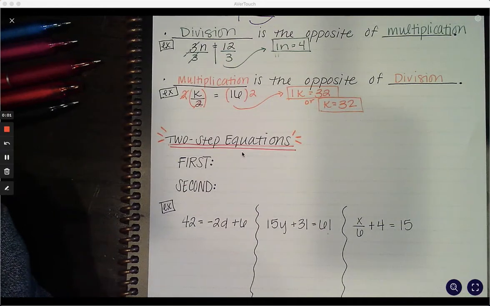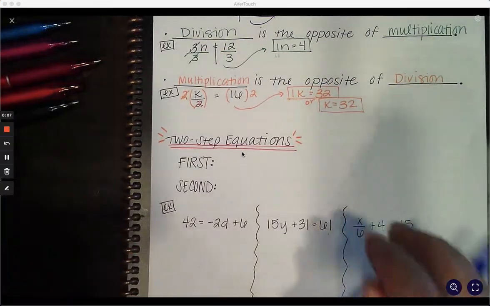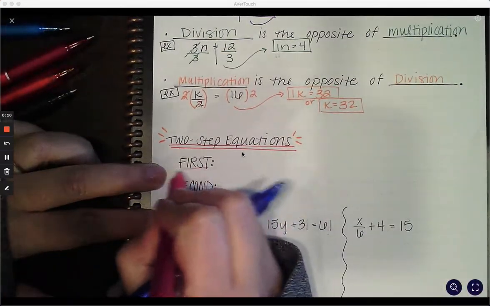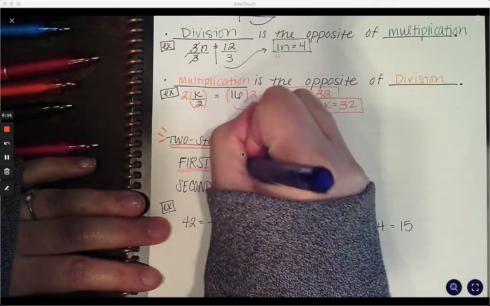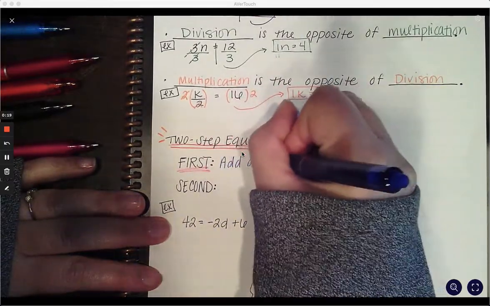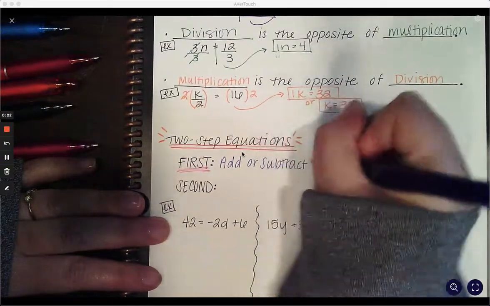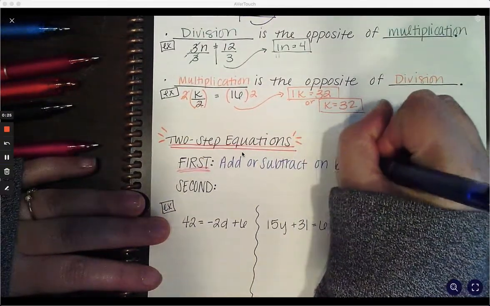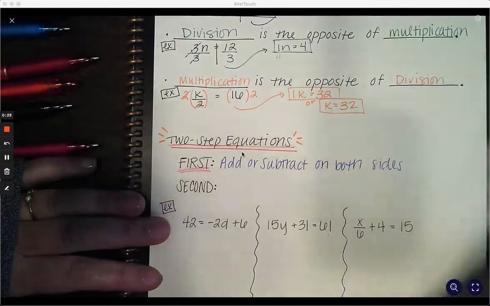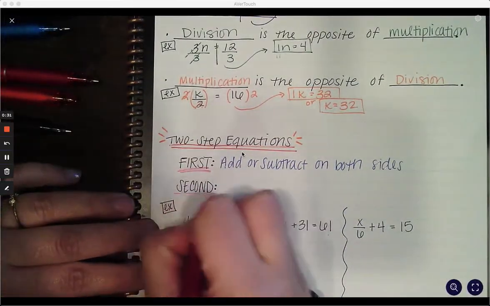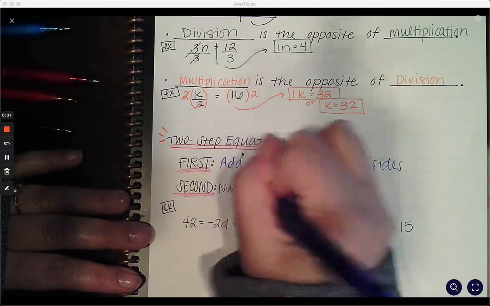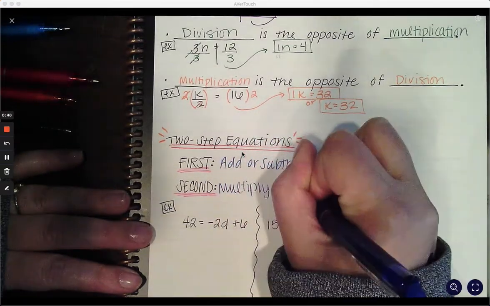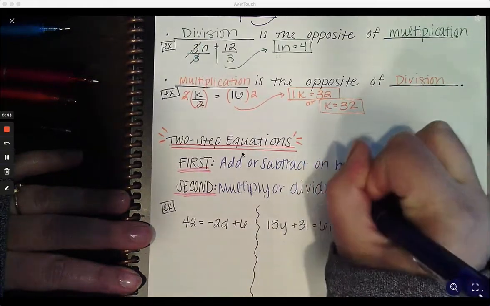All right, so we just finished one-step equations, so now we have two-step equations. So the very first thing that we're going to do when we see two-step equations is we're going to add or subtract on both sides. The second thing we're going to do is multiply or divide on both sides.